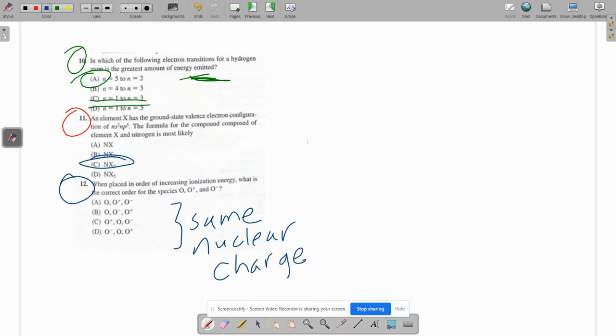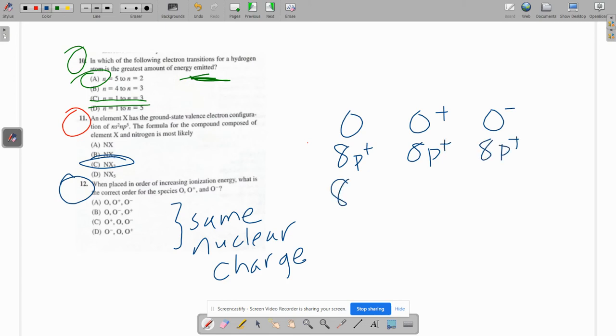It's just when you look at these, you got O, O plus, and O minus. You got 8 protons in all of them, okay? But this is 8 protons with 8 electrons, 8 protons with 7 electrons because you lost one, and then 8 protons with 9 electrons, okay? So bottom line is the proton pull is exactly the same.